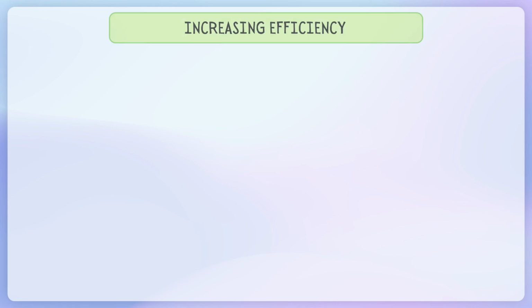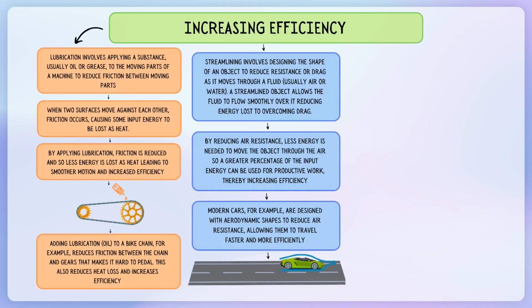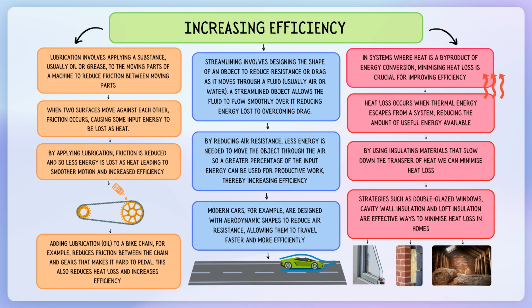In today's lesson, we explored methods to increase efficiency in energy systems, focusing on lubrication, streamlining, and reducing heat loss. By understanding these principles of lubrication, streamlining, and heat loss reduction, we can effectively apply them to improve energy efficiency in real-world scenarios.